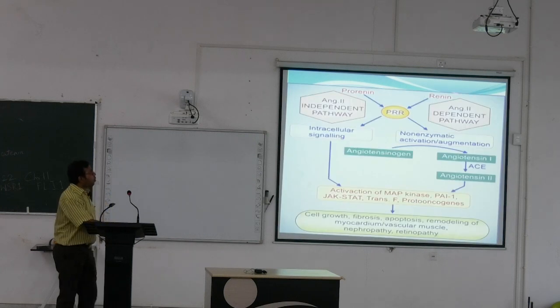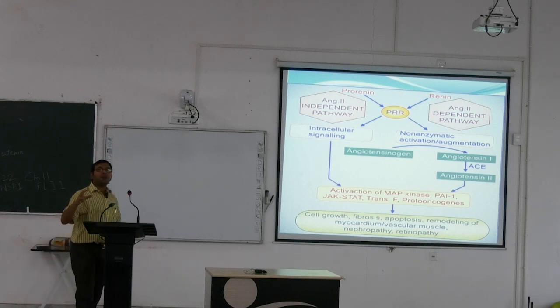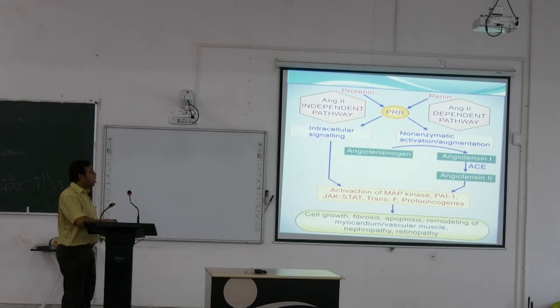You can see this is the prorenin, renin, and this is the prorenin receptor. This is the angiotensin 2 dependent pathway, where angiotensinogen is converted to angiotensin 1 and then angiotensin 2. This is the normal pathway where non-enzymatic activation or augmentation happens. And this is the angiotensin 2 independent pathway, which acts directly on different types of transcription factors by means of intracellular signaling like MAP kinase, the JAK-STAT pathway, etc.